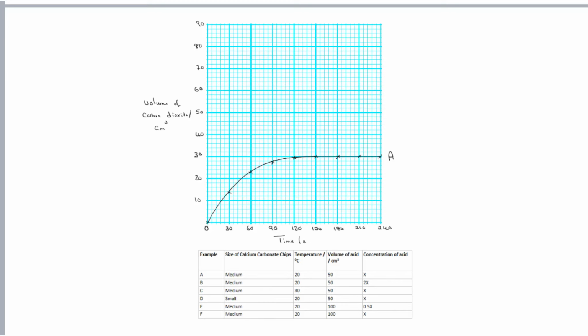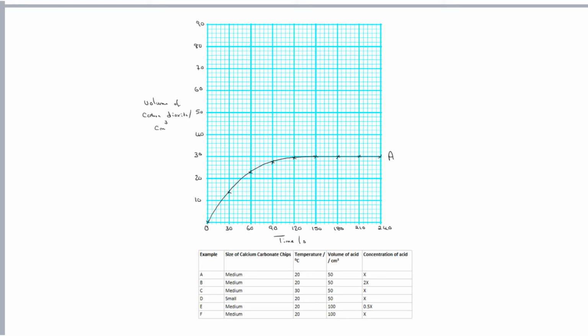So let's compare A and E. So we've got the same size of calcium carbonate chips, same temperature. However, we've got double the volume of acid, but it's half the concentration. That means we've got the same number of moles of acid, so we're going to get the same volume of carbon dioxide. However, because the acid is more dilute, we'll have a lower rate of reaction, so therefore the gradient of the graph will be less steep.